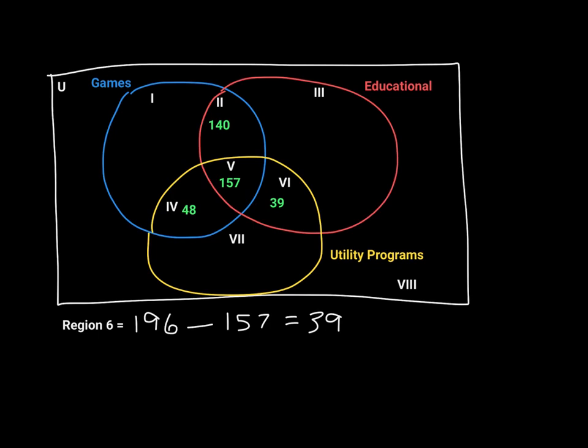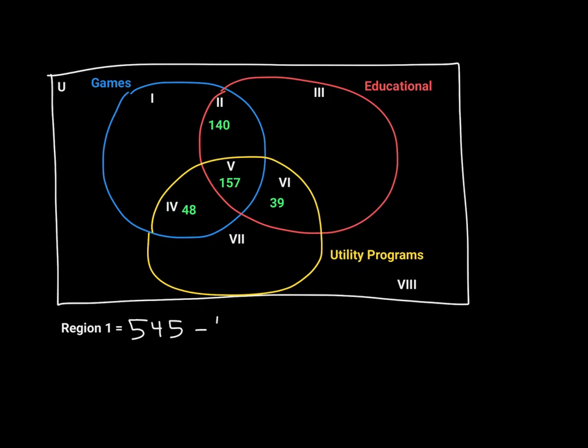Region 1 is all of those customers that purchased only games. Now we are told, let me see if I can create some board space here. We are told that 545 customers purchased games. Total, 545. But some of those customers are here in region 2. Some of those customers are in region 5. Some of those customers are in region 4. So let's not count them twice.